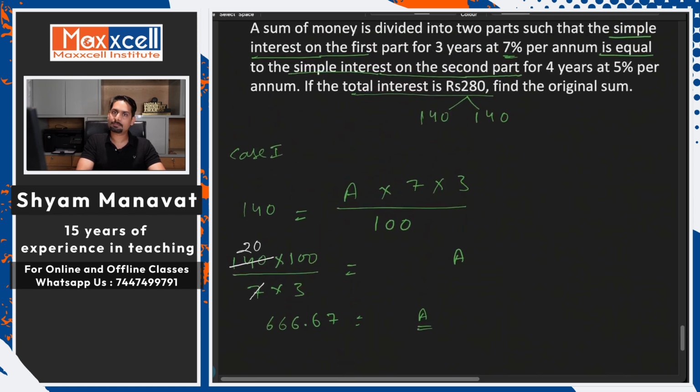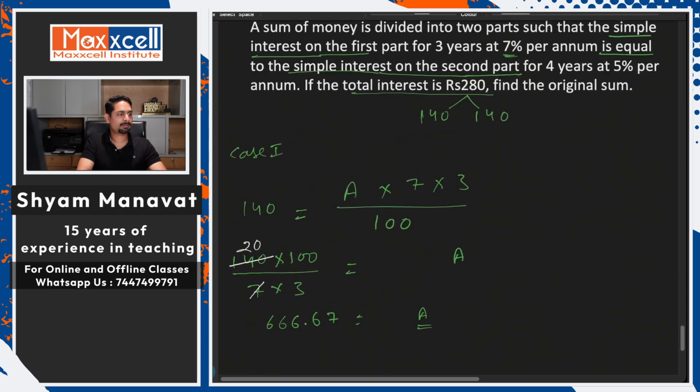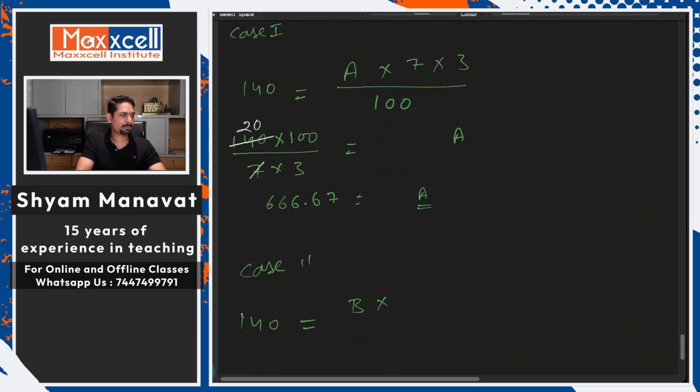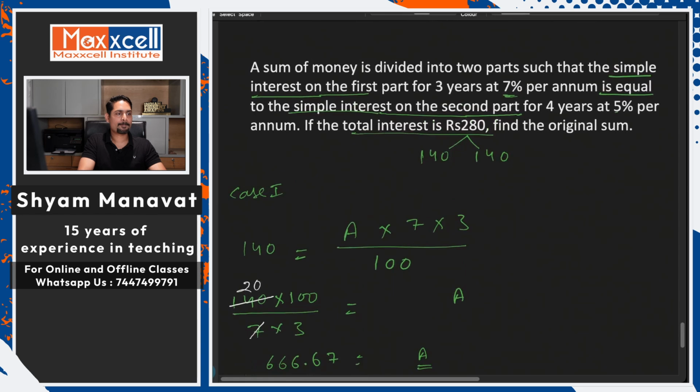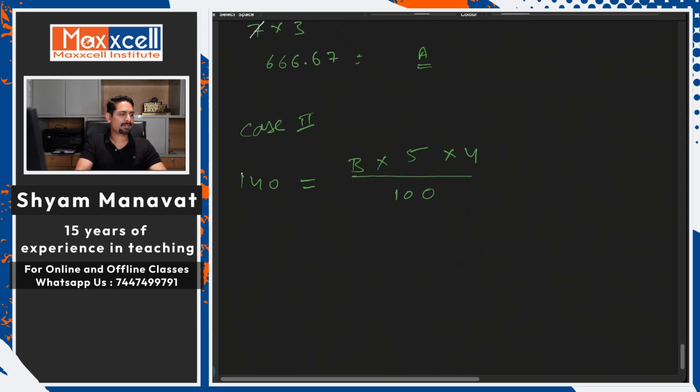What is the interest in the second part? Same, 140 equal to B, yeah, equal to the principal, which is B, rate of interest in the second part, yeah, this is case 2, rate of interest in the second part 5% per annum, and we got it for 4 years. Okay, 5 into 4 by 100. Okay, simplify this. So B equal to 140 into 100 by 5 into 4.